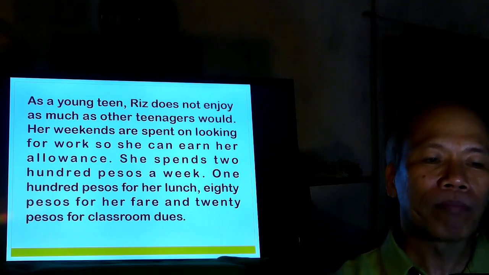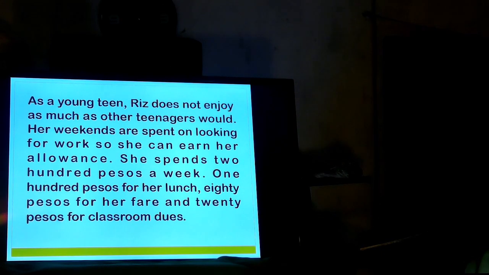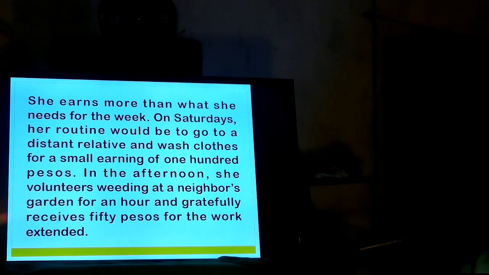Let's read. As a young teen, Reese does not enjoy as much as other teenagers would. Her weekends are spent on looking for work so she can earn her allowance. She spends 200 pesos a week, 100 pesos for her lunch, 80 pesos for her fare, and 20 pesos for classroom fee. She earns more than what she needs for the week.